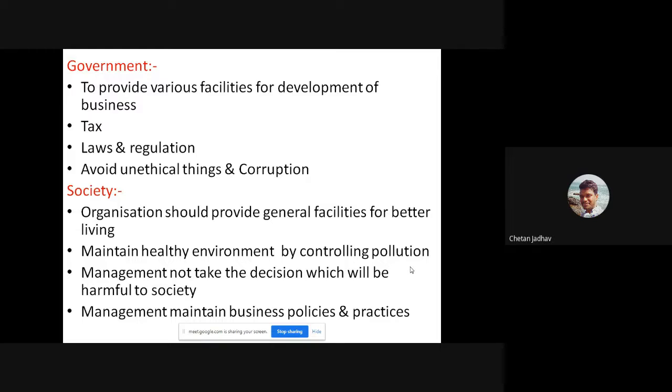Then society: the organization should provide general facilities for better living. Okay, maintain a healthy environment by controlling pollution. Then management should not take decisions which will be harmful to society. Okay, management should maintain business policies and practices. So these are some important factors as per the social responsibility of the employer also.